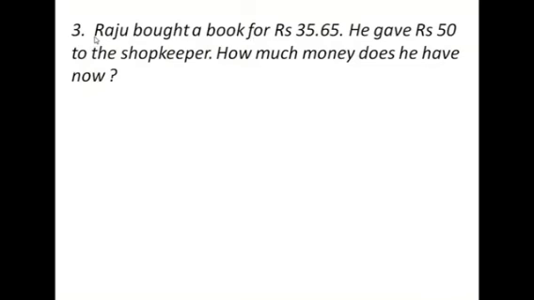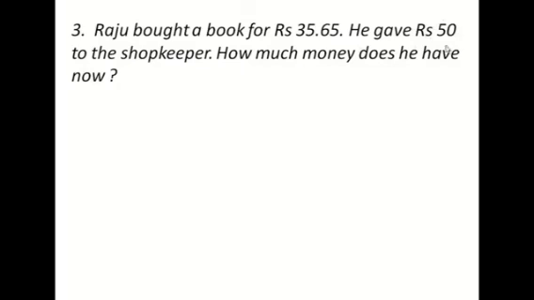Work out one more sum. Raju bought a book for rupees 35.65. He gave rupees 50 to the shopkeeper. How much money does he have now? So how much money did he give to the shopkeeper? It is rupees 50. And he bought a book for rupees 35.65. You have to find out the remaining money. So what can we write? Total money he had, it is 50.